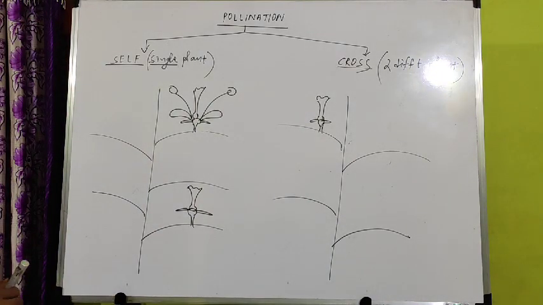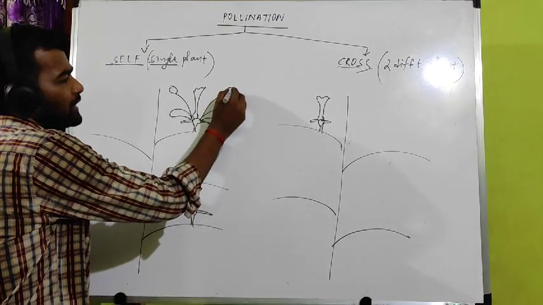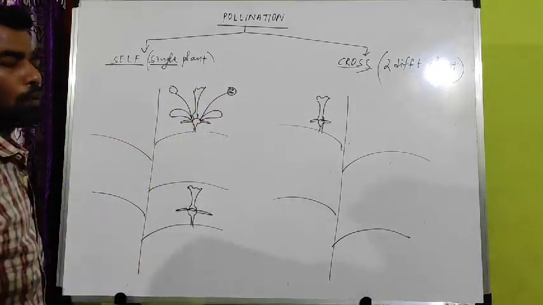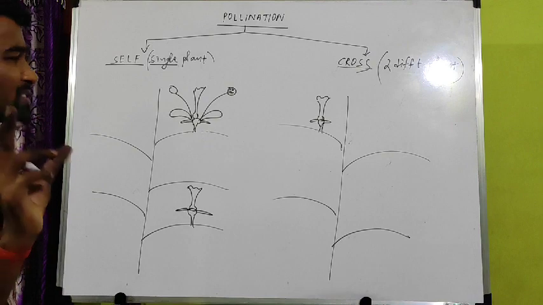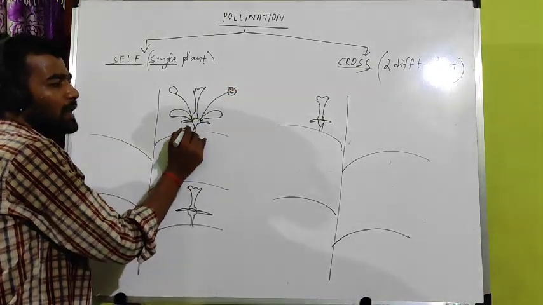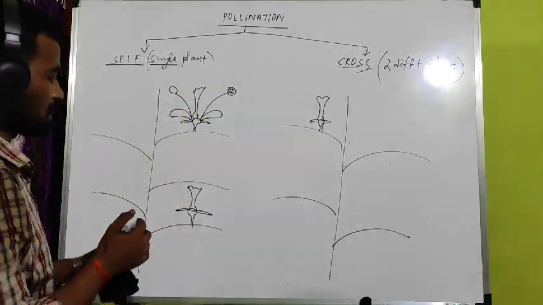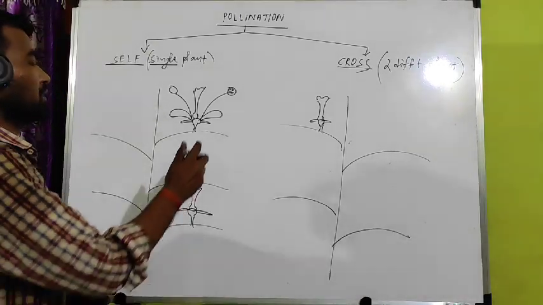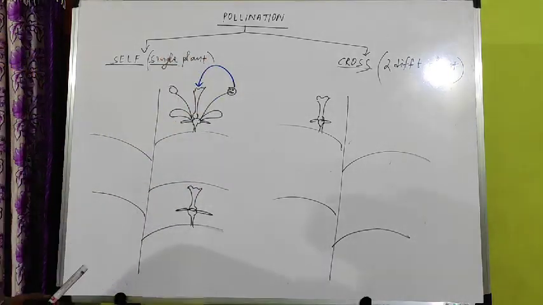For example, we will start pollination from this. This is the stamen and this is the anther. Pollen grains are produced inside this. After production of pollen grain, what are the chances? Pollen grain reaches the stigma. First chance: as this is a bisexual flower, the pollen grain can reach the stigma of the same flower. First condition, number one condition: the pollen grain after formation can reach the stigma of the same flower. This is one condition.